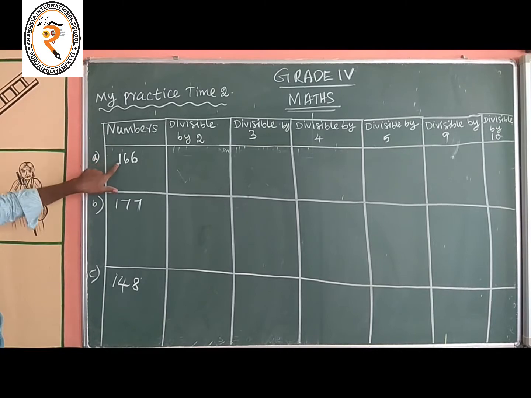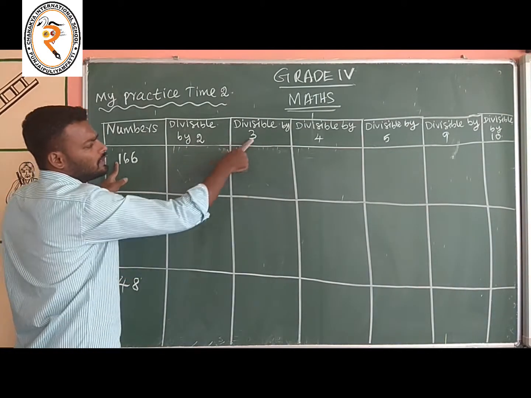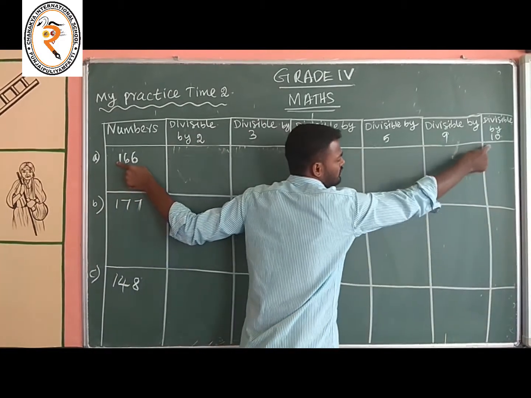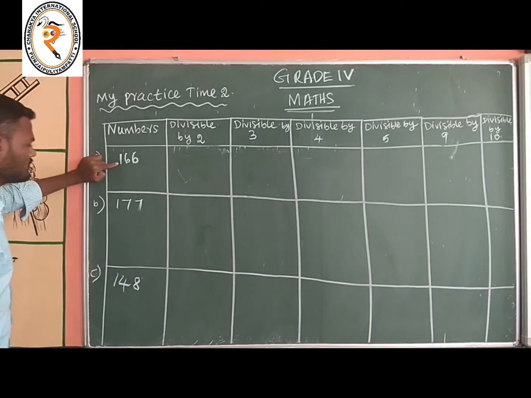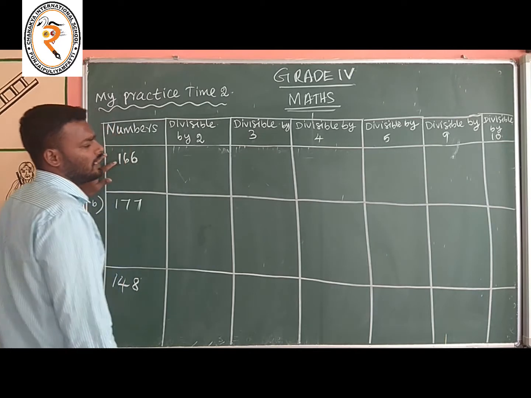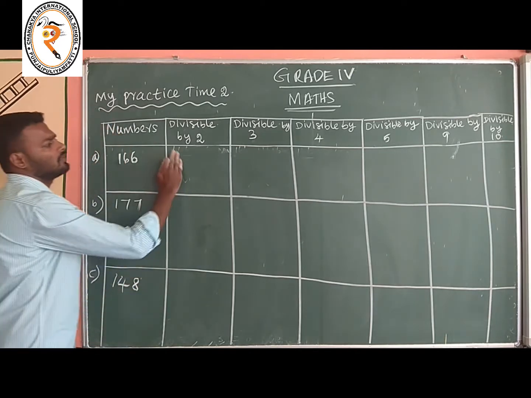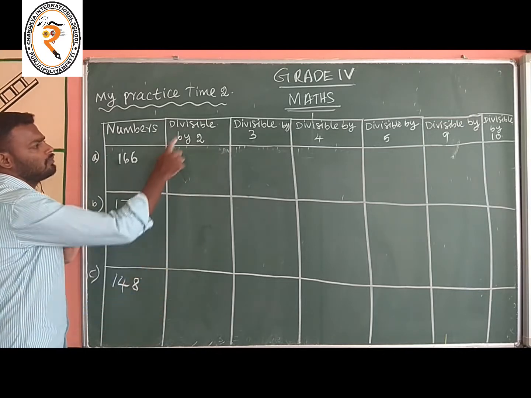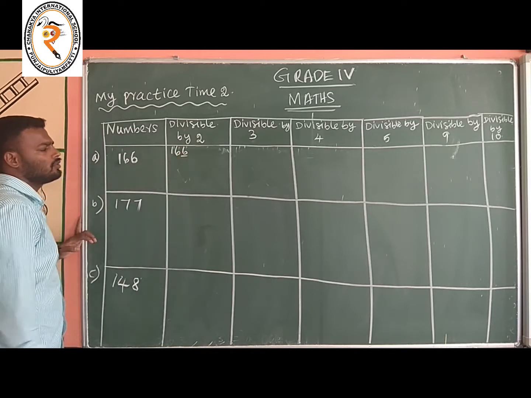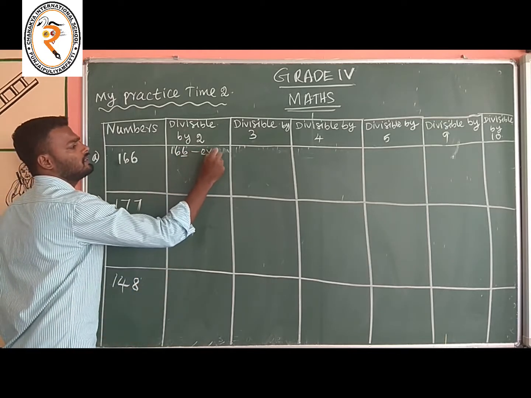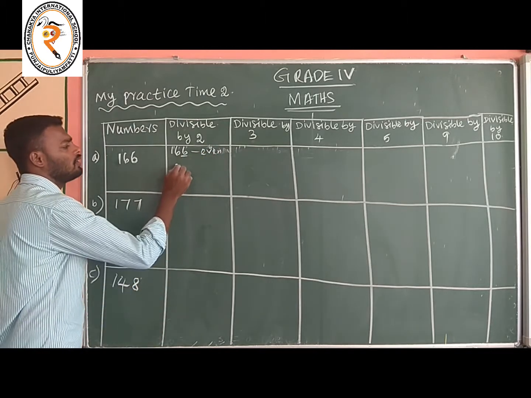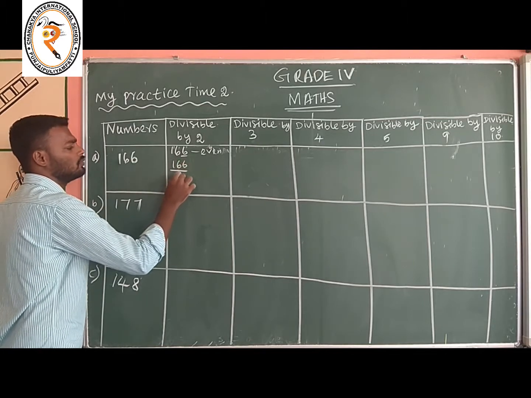Is the number 166 divisible by 2, 3, 4, 5, 6, 9 and 10? Tick the column. By the rule of divisibility by 2, the last digit must be an even number. Our unit digit is an even number, 6 is an even number. So it is divisible by 2. Therefore 166 is divisible by 2.